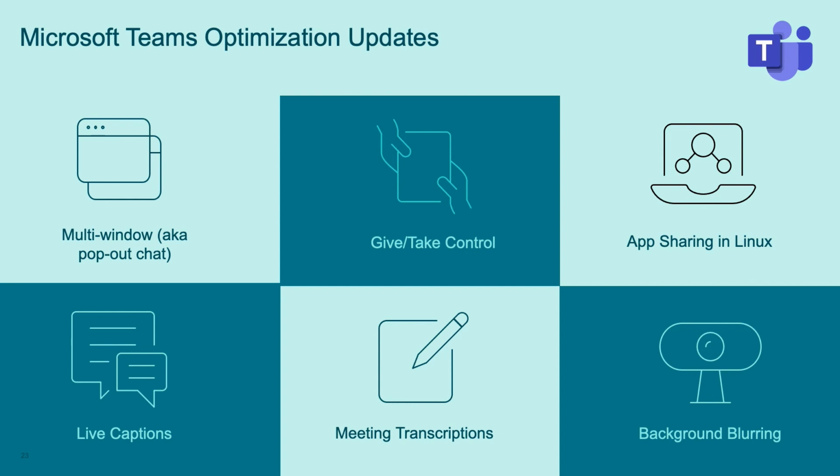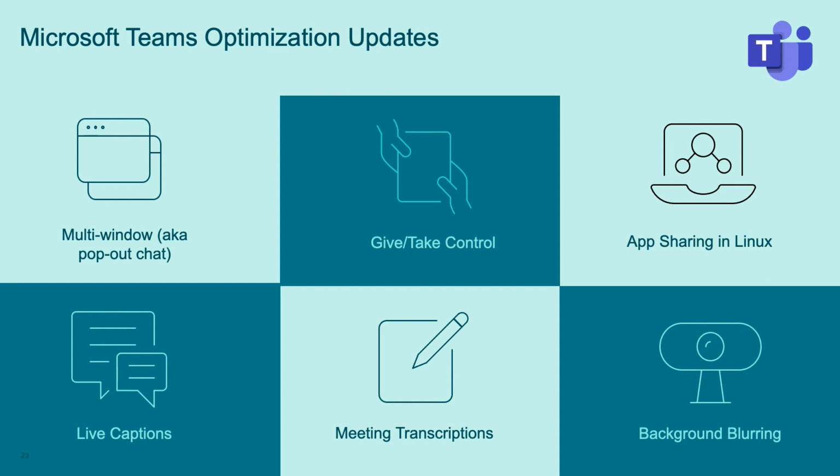So first, users in Citrix sessions can now use multiple windows for chat and meetings from the main Microsoft Teams client. And we've also optimized Teams for give-take control, so VDI users can request or give control of the keyboard and mouse during their calls and meetings. We've also added the ability to share application windows in Linux, so screen sharing of specific apps is now available in the Linux VDA, requiring 2209 or higher and VDA 2109. And then also enabling things like live captions and meeting transcriptions for greater accessibility.